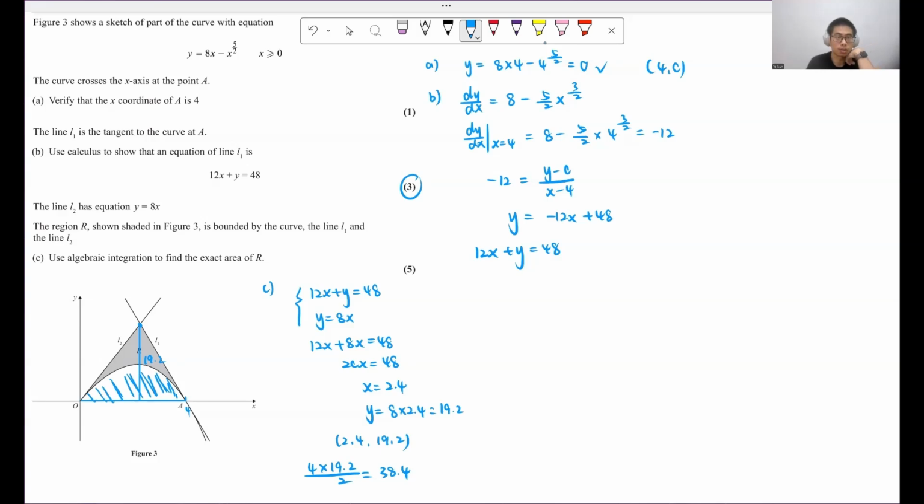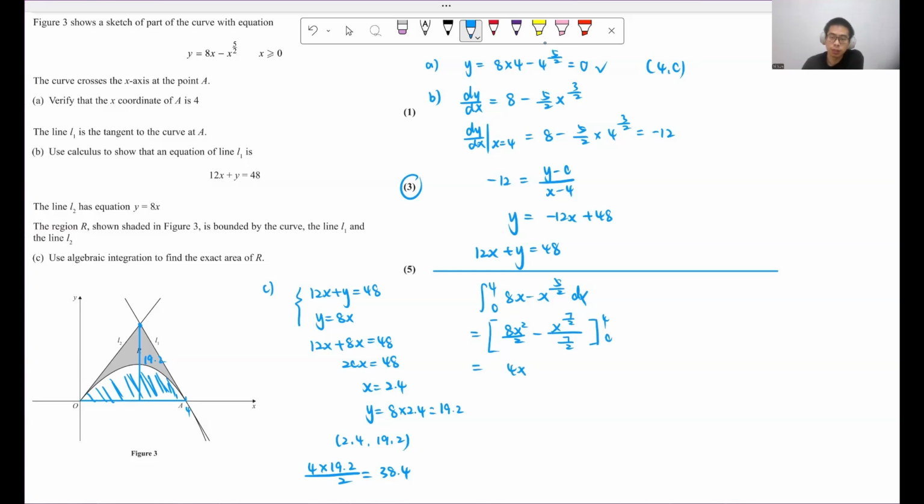And now we need to work out the area for this part, under the curve, between the curve and the x-axis. This is where we need to use integration. So we just have to integrate the curve between 4 and 0. The curve is 8x minus x to the power 5 over 2 dx, because that's the area between the curve and the x-axis. So we have to integrate the curve. Plus 1 to the power, x squared over 2, and then divide by the power. And for the other one, again, plus 1 to the power, 7 over 2, and divide by the power 7 over 2. And then between 4 and 0.